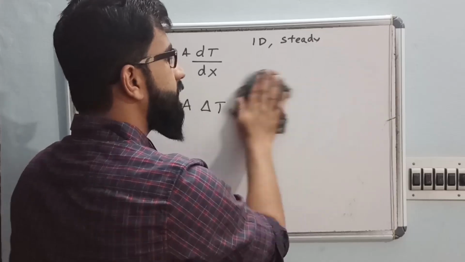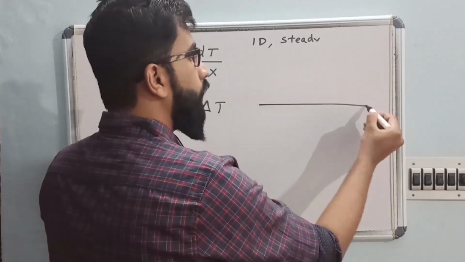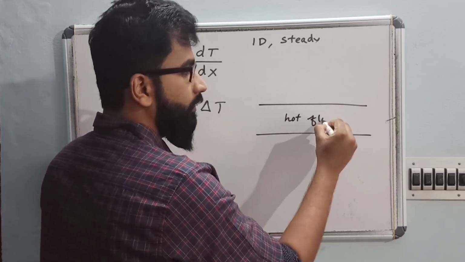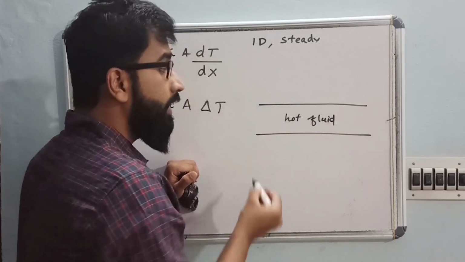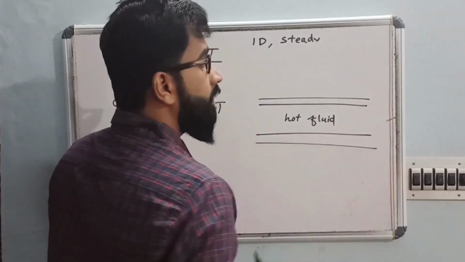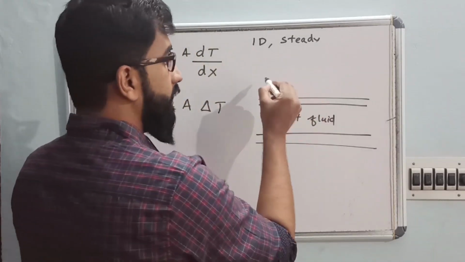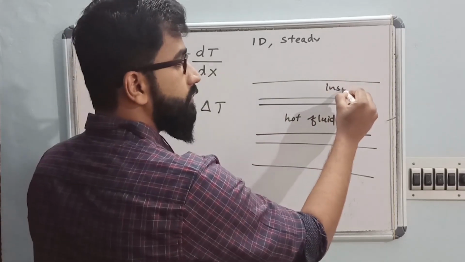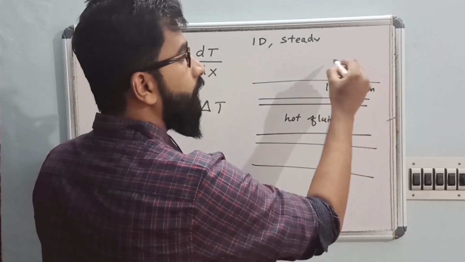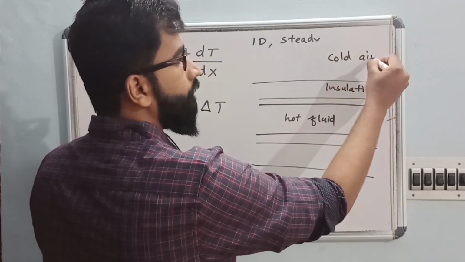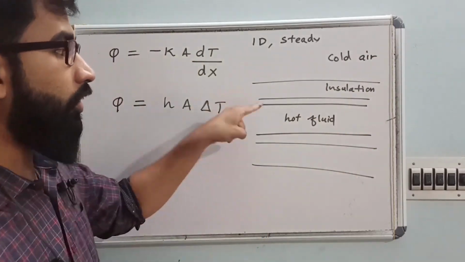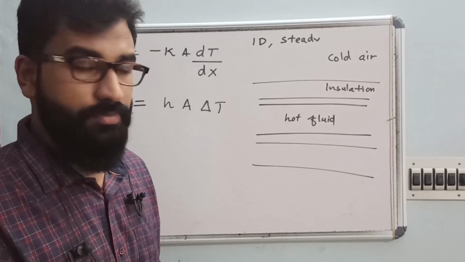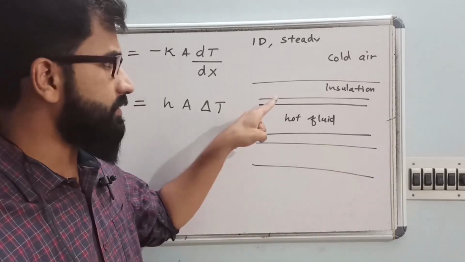Now you have what? Same concept, steady state conduction through a pipe. That is, you have a pipe, inside you are having hot fluid. Clear? And you have the thickness of the pipe is this much, and you have some insulation, right? So this is your insulation. Then outside you are having cold air. So from hot fluid to cold air, definitely there will be heat transfer. Clear? Definitely there will be heat transfer, and you will be having how many resistances?